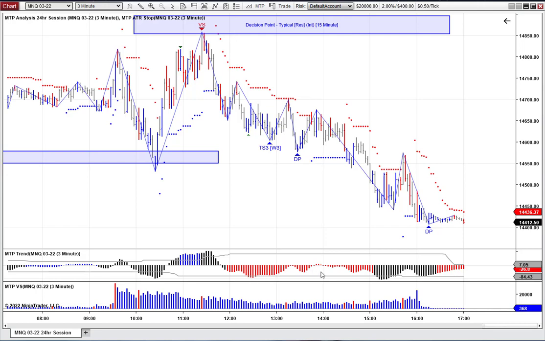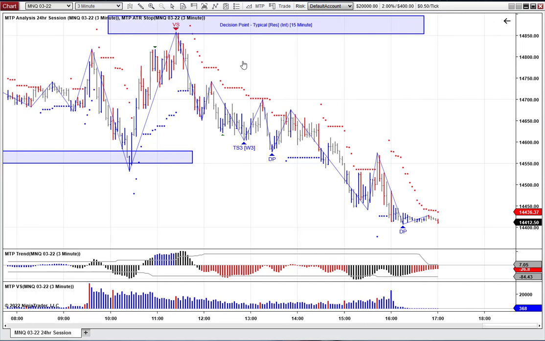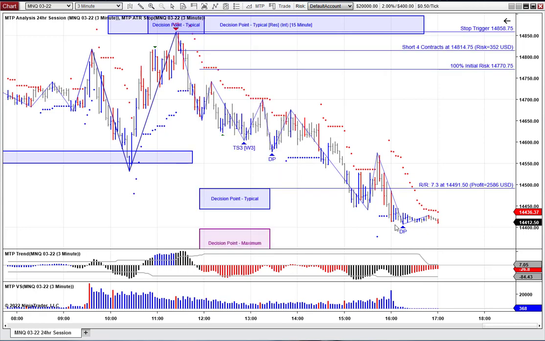Also, our MTP trend was red as well. But can you see how this would have anticipated or prepared you in advance for a potential area where a setup may unfold? In other words, you're looking to be ready in advance. So when the setup comes in, it's quite easy then to place the analysis on and get into a trade.